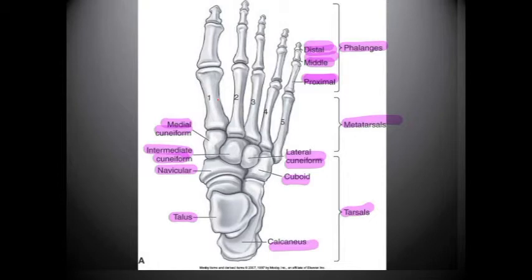In terms of looking at the foot, we have the talus, the calcaneus, which is lying directly below, and slightly anterior to the talus is the navicular.